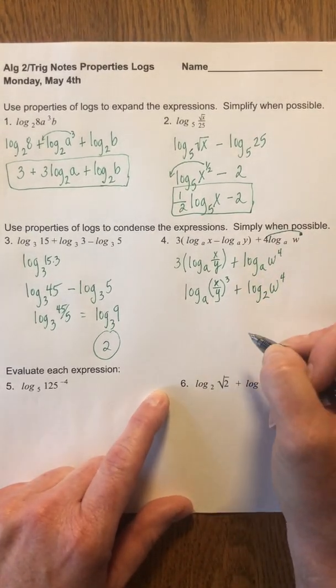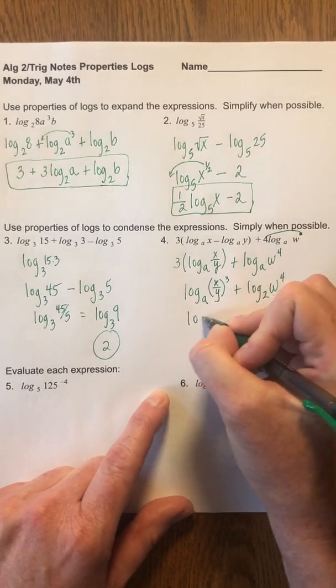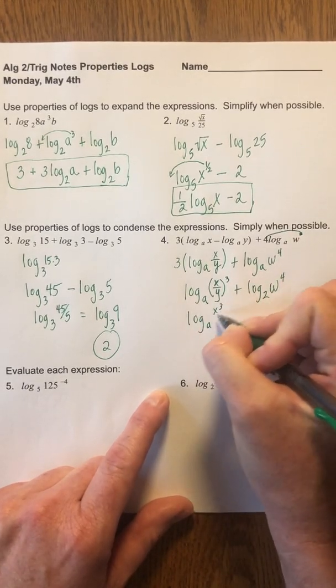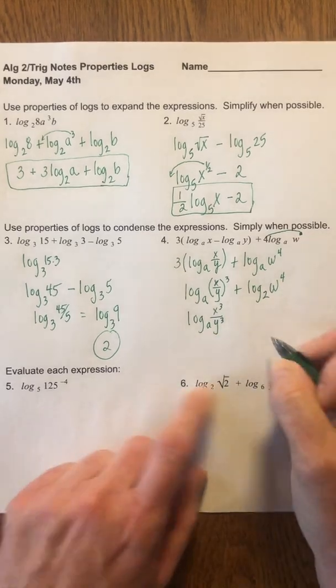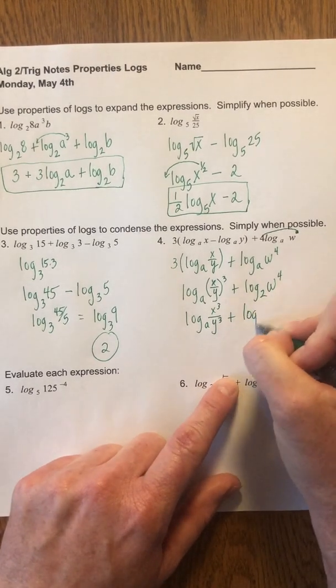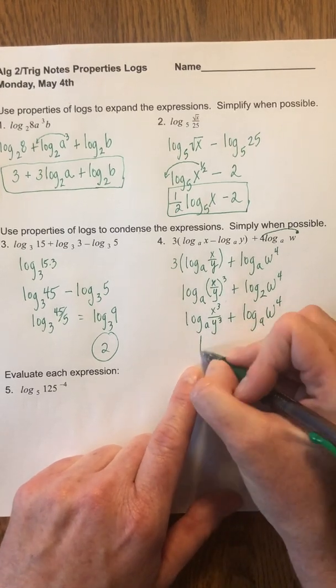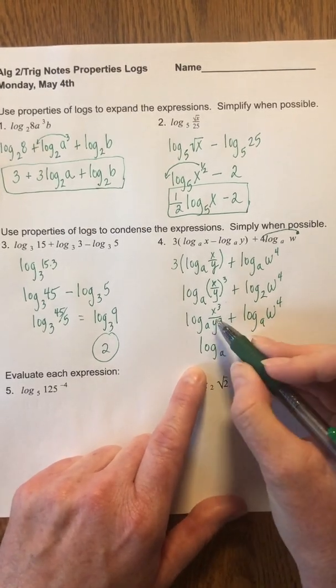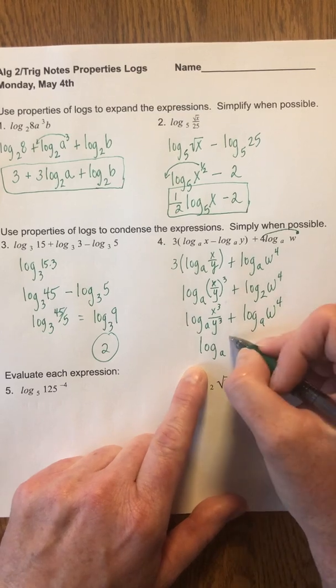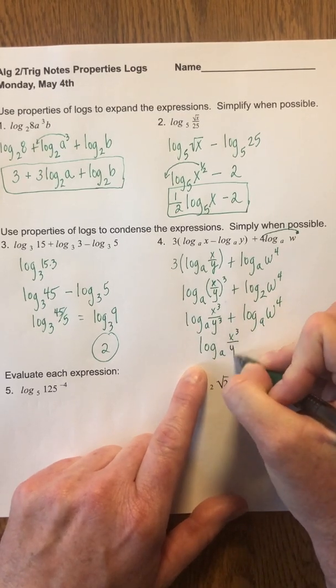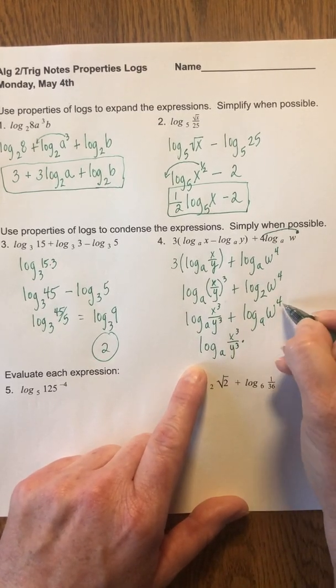And then I'm going to distribute the power of 3. So this is log base a, x to the 3rd, y to the 3rd. Now I have two logs here, base a. The last thing I'm going to do is bring it together as one log, base a, and I'm going to multiply the values. So I have x to the 3rd, y to the 3rd, times w to the fourth.